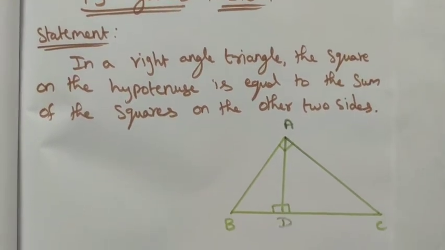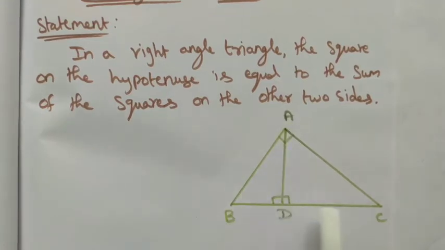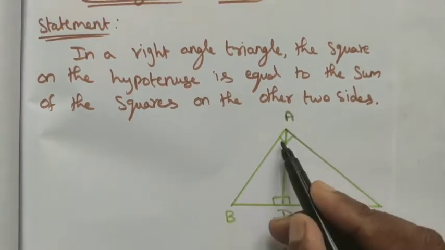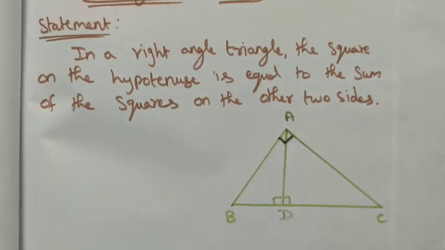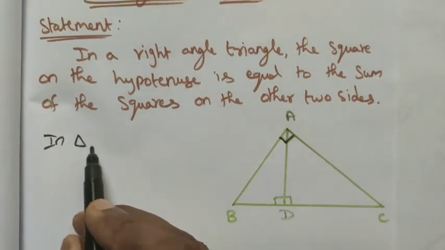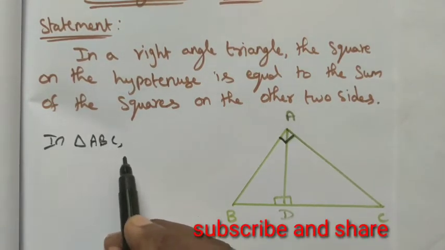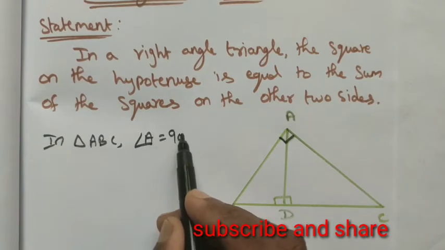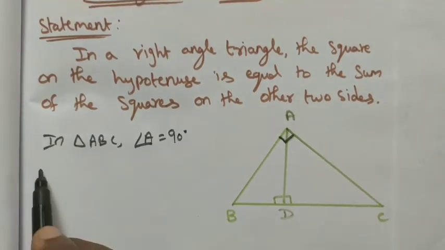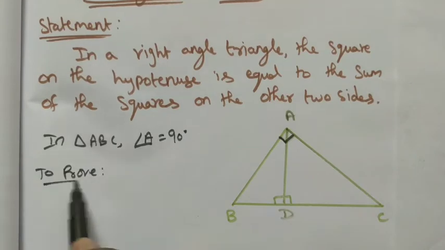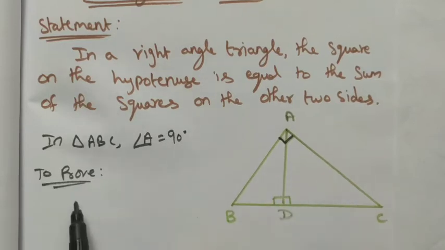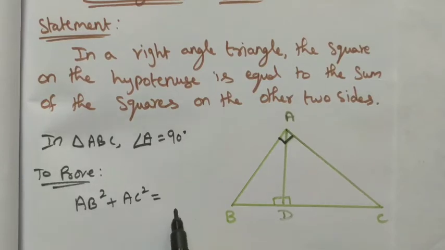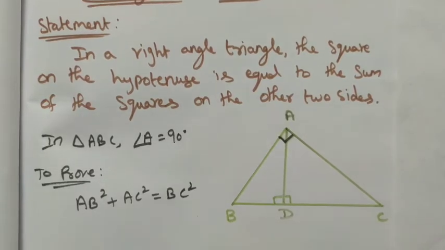So, it is a right angle triangle. We have drawn a triangle ABC. Here angle A is 90 degrees. In triangle ABC, angle A is equal to 90 degrees. To prove, we have to prove that the hypotenuse side square is equal to the sum of the squares of the other two sides, that is AB square plus AC square is equal to BC square.